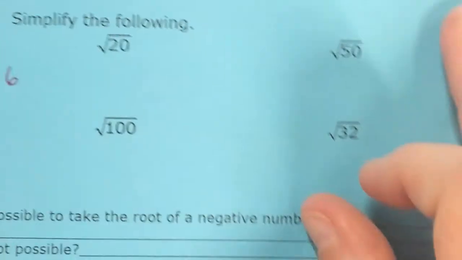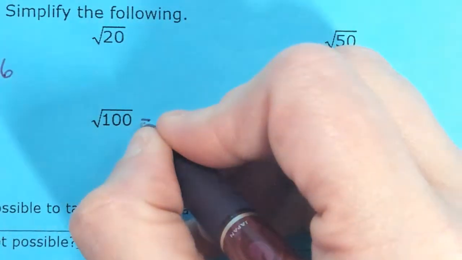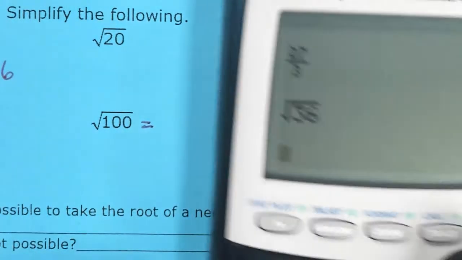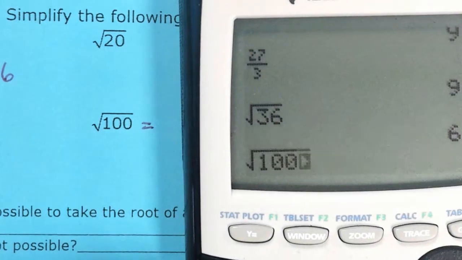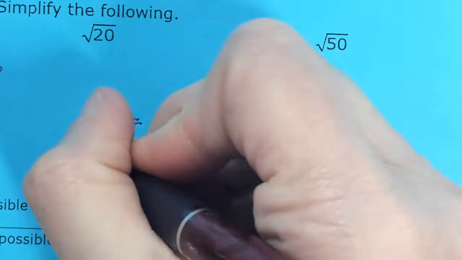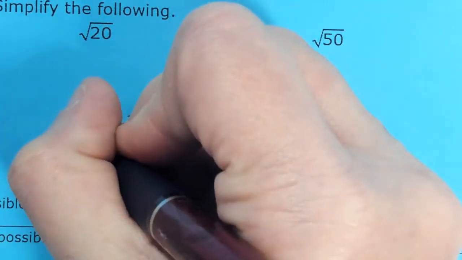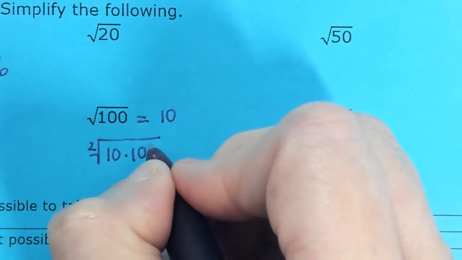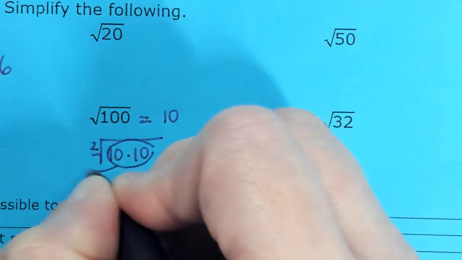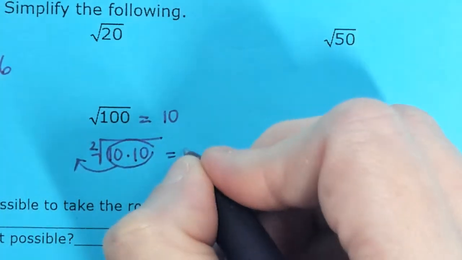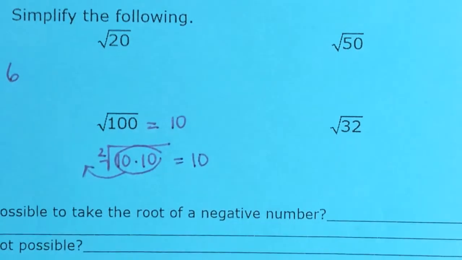Okay? Now, what about 100? Y'all should be able to do 100. And again, I'm going to start with my calculator. Square root of 100. It's 10. I knew that. The reason it's 10 is because 10 times 10 gives me 100, and that's a pair, and since I need 2, I can take those out from under the radical and give me 10.